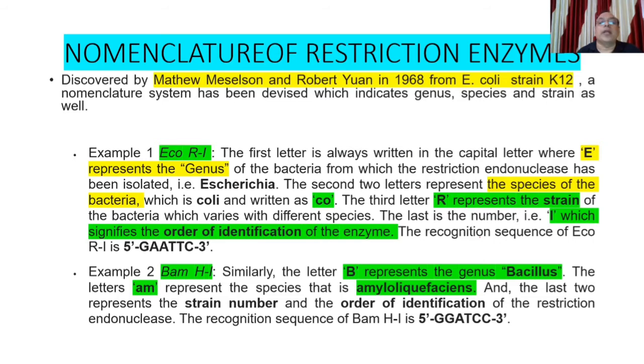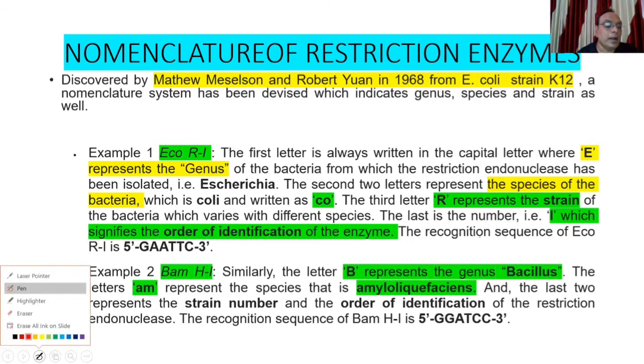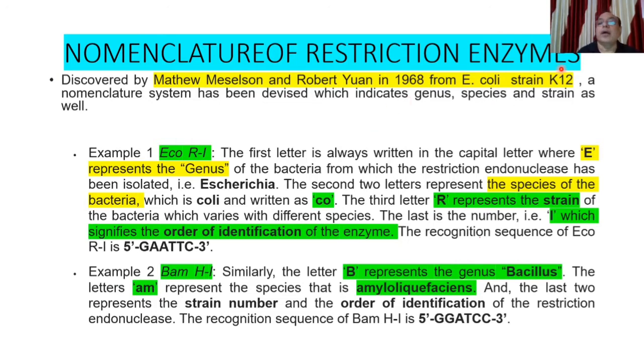Now coming to the nomenclature of restriction enzymes. There are a number of restriction enzymes, and a system had to be devised so that they could be named and identified in certain ways. So the most common is EcoR1. The first letter represents the generic name. So in case of EcoR1, it is E, for coli. The generic name is Escherichia.